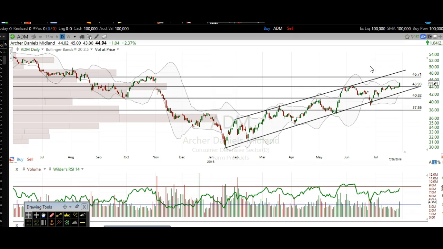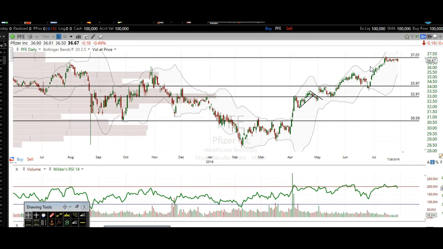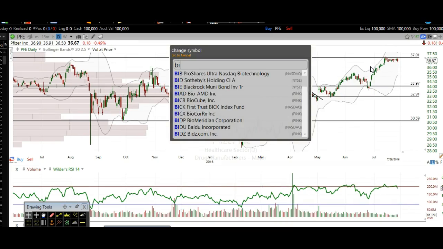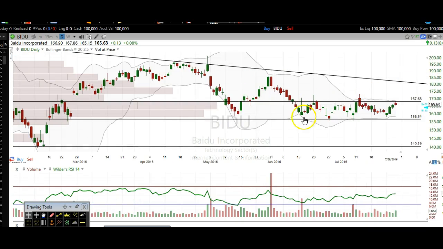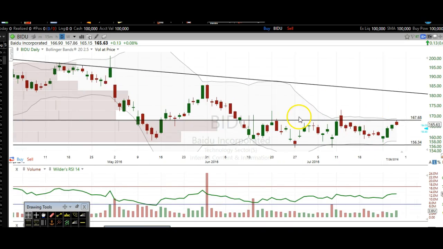Next, I want to be covering BIDU. And BIDU right here, we've been trading in a very tight range between about 168 and about 156. You can see that each time we try to break out of this range, it gets rejected. Again right here, rejected, rejected, rejected here. Same thing on the bottom side. Support, support, support. Trading in a very tight range.